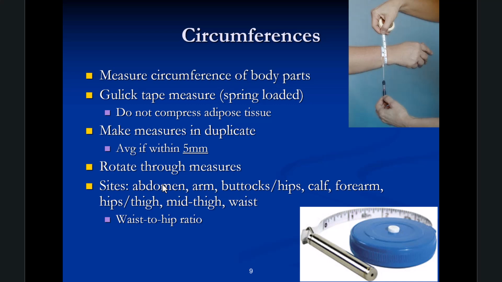When you do this, you generally rotate through different measures of the body. So the common sites are abdomen, arm, buttocks slash hips, calf, forearm, hips, thigh, mid thigh, and waist. And then you can calculate a waist to hip ratio.